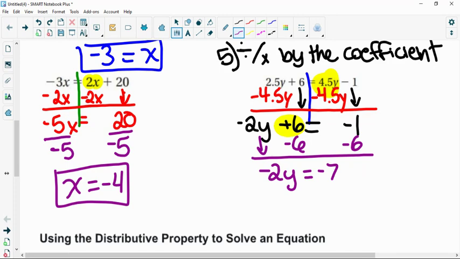And now I'm left at the step that I need to get this -2. It says -2 times y. So to undo multiplication, I divide by -2.